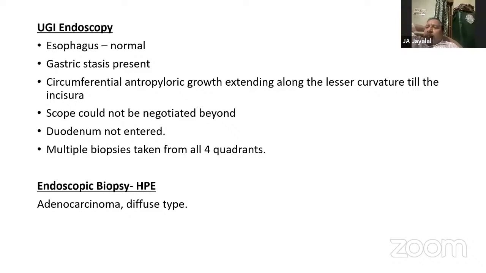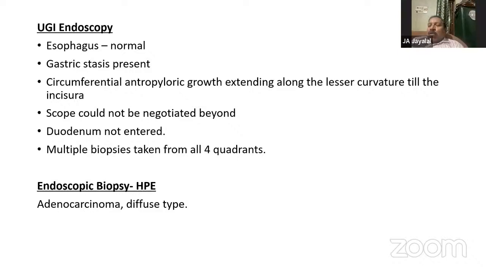What is the significance of that? The scope is not able to be passed beyond. It means that the growth is completely occluding the lumen, and that is true. But what is the significance on the management of the patient? It indicates that the patient would require surgical management, even if the scope is passed. Yes, sir. But alternative options like placing an RT beyond the obstruction.